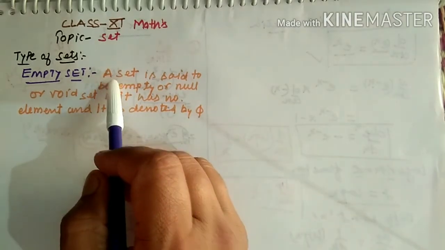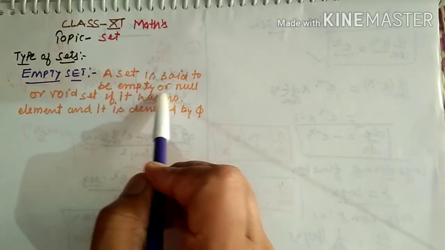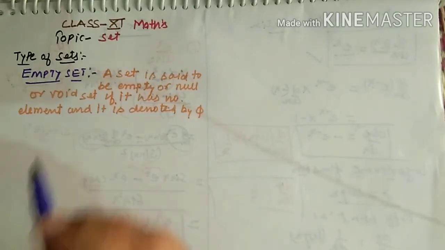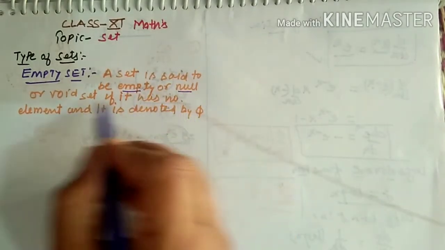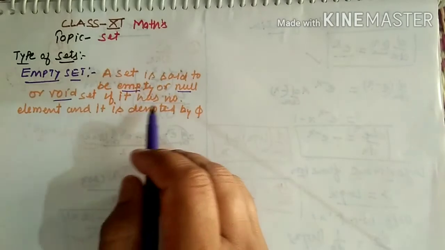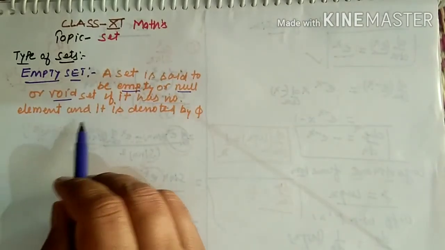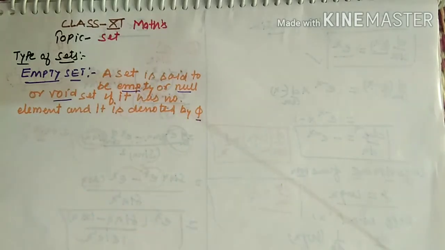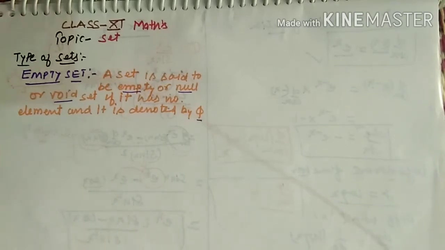A set is said to be empty, null, or void set if it has no elements, and it is denoted by phi. So what is an empty set? An empty set is a set containing no elements. Clear? A set which contains no element is called an empty set and it is denoted by phi.